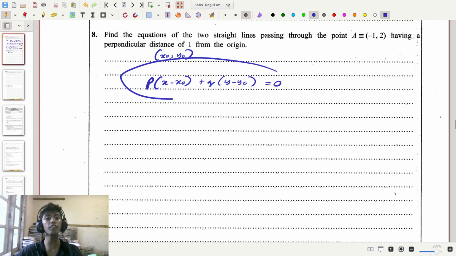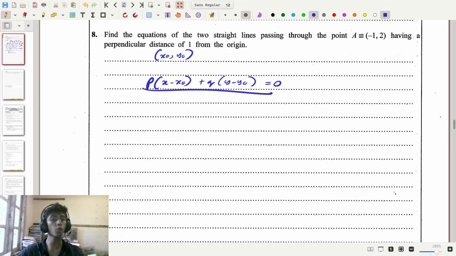And we can prove that this is going to be the case. No matter what real numbers p and q are, this straight line is always going to pass through the point (x0, y0) by simply substituting x equals x0 and y equals y0 into this equation. So if we do that, we get p times (x0 minus x0), which is 0. So we're going to get p times 0, which is always 0 no matter what p is. And similarly, the second term is going to be q times (y0 minus y0), which is 0.